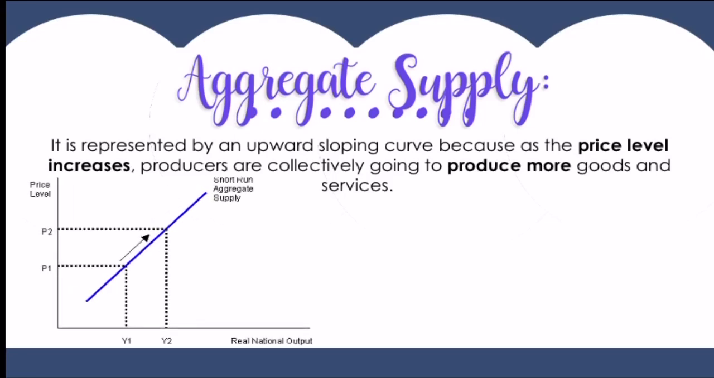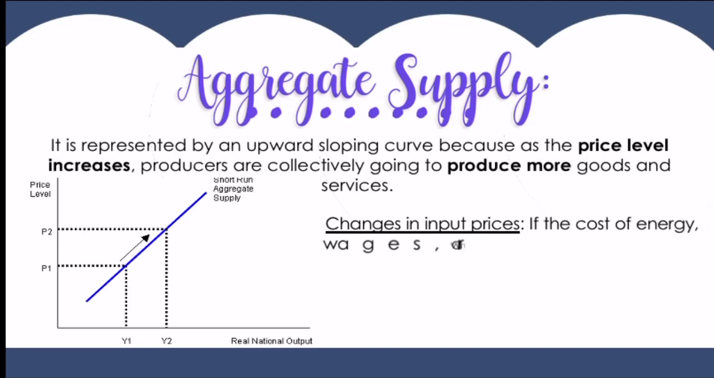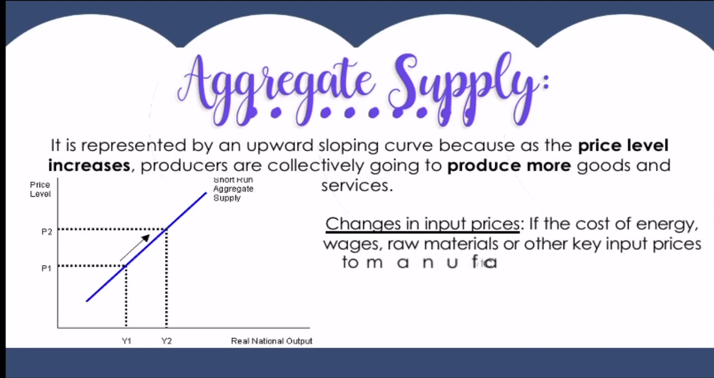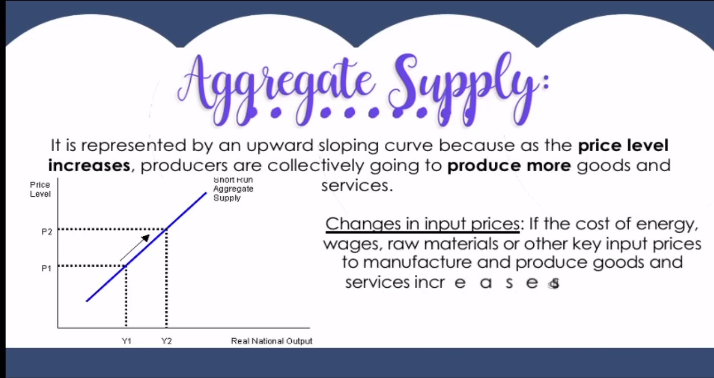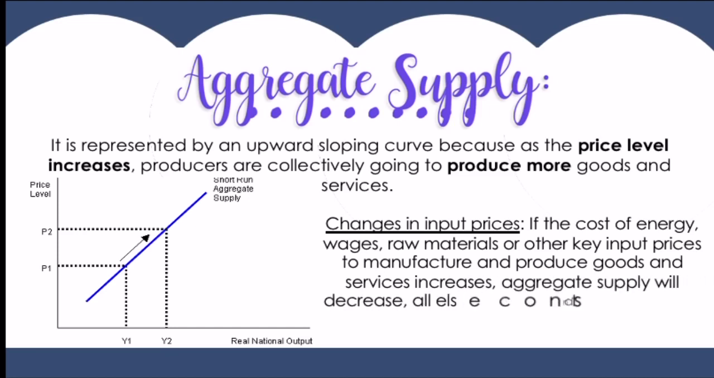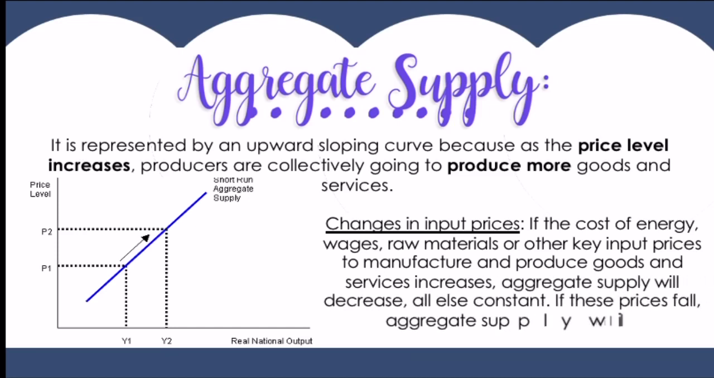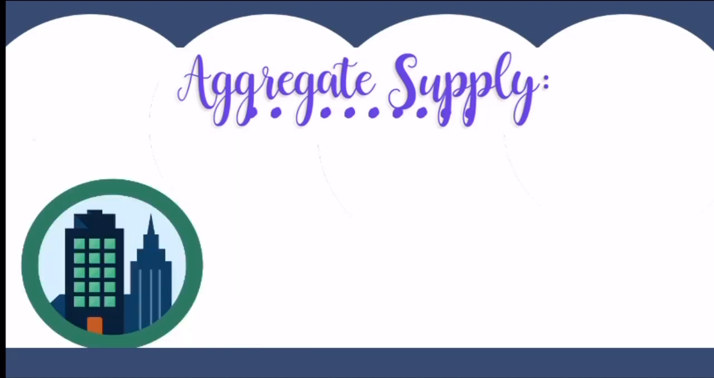Determinants of aggregate supply and how it shifts the curve to the left or to the right are the following. Changes in input prices. If the cost of energy, wages, raw materials, or other key input prices to manufacture and produce goods increases, aggregate supply will decrease. With all else being constant, if these prices fall, aggregate supply will increase.